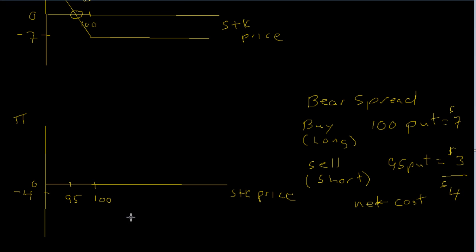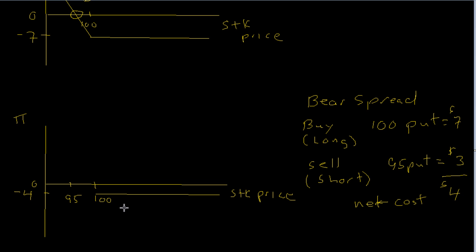Now, if the stock price is above 100, there's no reason for you to use your option to sell at 100 when the stock price is higher than that. You can just use your brokerage account and sell it for 110 or 120 or whatever the price is. So you won't use this. And the person who bought the put option from you isn't going to use it either. So again, you get this horizontal line here. For any price above 100, all you do is lose your $4.